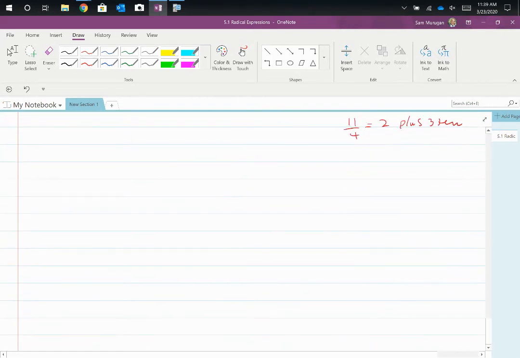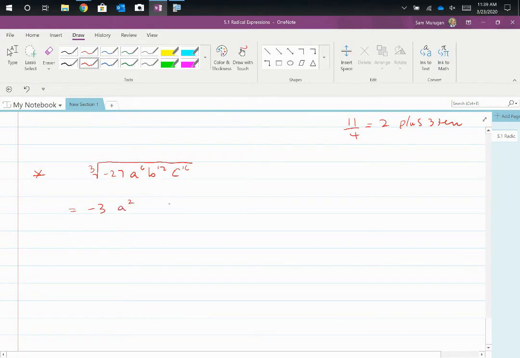One last example. We've got the third root of negative 27, a to the power 6, b to the power 12, c to the power 16. So we're going to do this one really quickly. The cube root of negative 27 is negative 3.